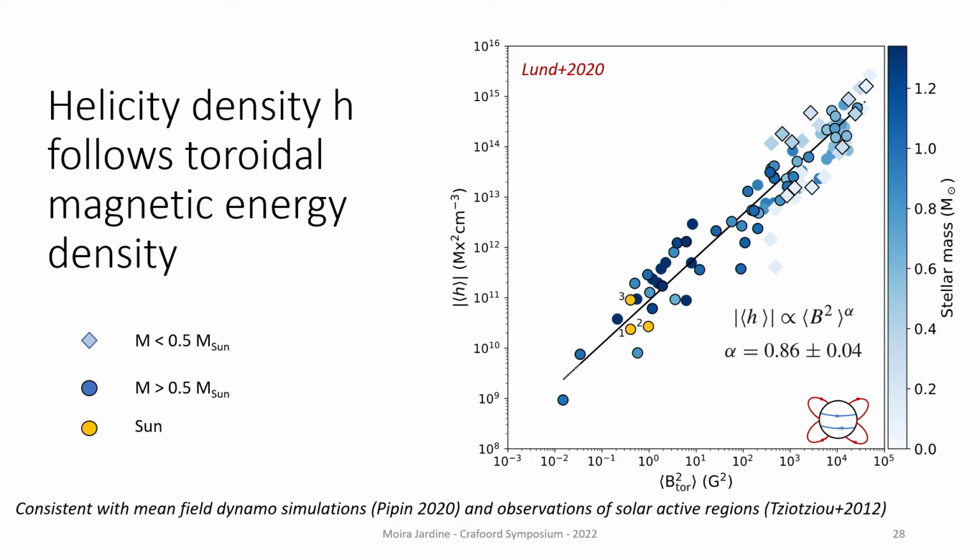So each point on this plot is a different star, and the shapes are telling you about what sort of star you're looking at. So the diamonds are the very low mass stars. They're likely to be fully convective. They're up here. So the color here is stellar mass. And the circles are stars whose mass is greater than about half a solar mass. These are more solar-like. They've got a radiative core. And they tend to be down here. And the sun is here. And we have the sun just at a few sample points through its magnetic cycle.